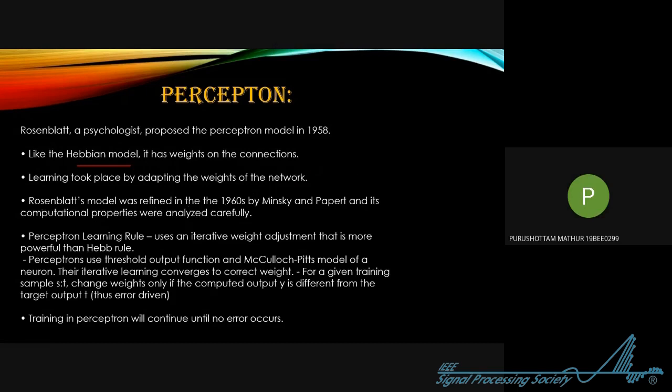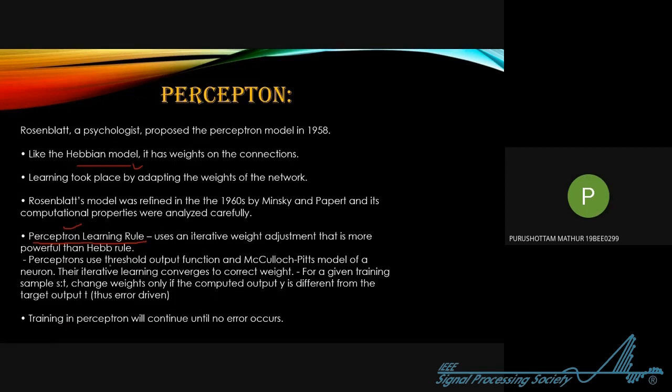It was refined in 1960. It uses an iterative weight adjustment that is more powerful than the Hebbian rule. This is the perceptron learning rule. Hebbian, I had explained to you with the friends example. That's what the Hebbian model is, but the perceptron is a bit different. It uses iterative weight adjustment that is more powerful than the Hebbian rule.